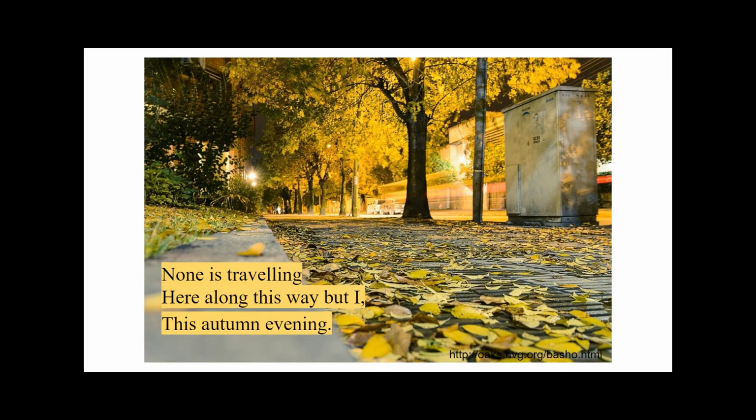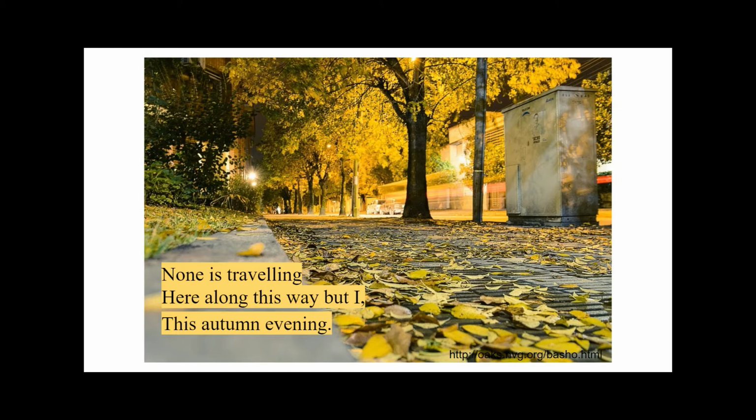Here's the first example. None is traveling here along this way but I, this autumn evening. All of these examples are from the Japanese poet Basho. This is a beautiful poem of autumn. This kigo word is really easy, right? It comes out and says that it's autumn evening.